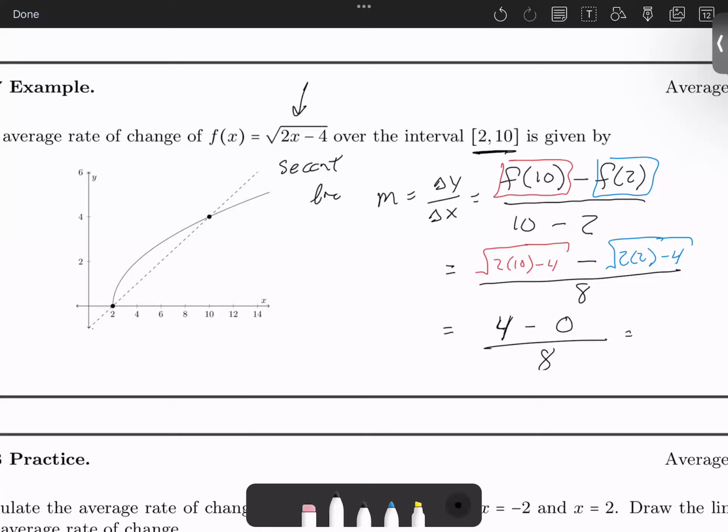So we go through this algebra and we find the change in y over the change in x of that secant line, or the average rate of change of this curved function over that interval, is 4 over 8, or 1/2. So on average, even though it's increasing pretty steeply right there, and then it slows down, and then it slows down even more, on average, that function increases at a slope of 1/2.